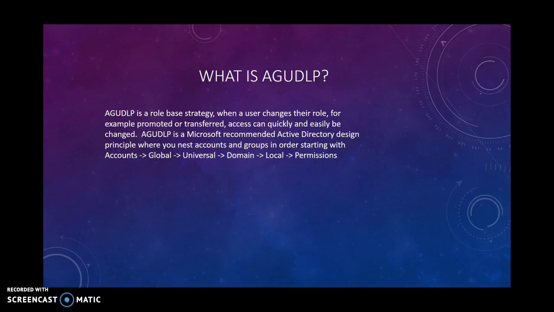AGUDLP is a role-based strategy. When a user changes their role, for example promoted or transferred, access can quickly and easily be changed. AGUDLP is a Microsoft recommended Active Directory design principle where you nest accounts and groups in order, starting with accounts, global, universal, domain, local, and permissions.